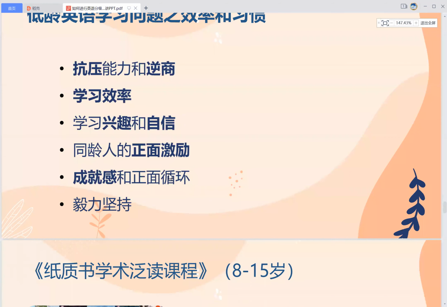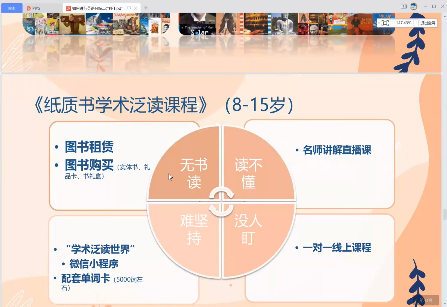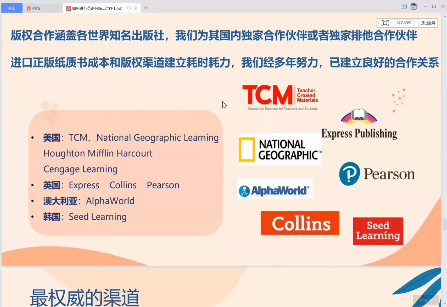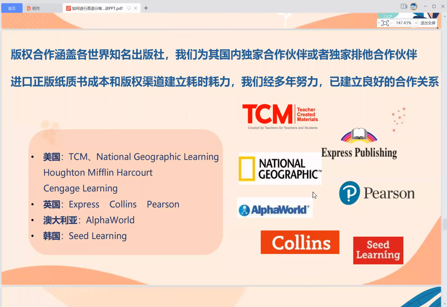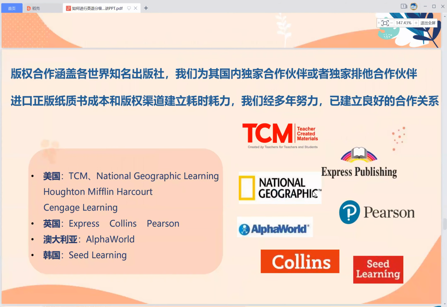Finally, we have a good collaboration with TCM, Express Publishing, National Geographic, Alpha Person, Collins, Seed Learning from South Korea. Yeah, we have many good collaborations with those world-renowned publishers about extensive reading books.